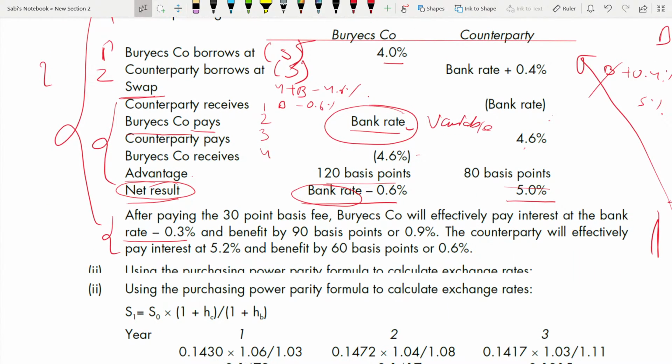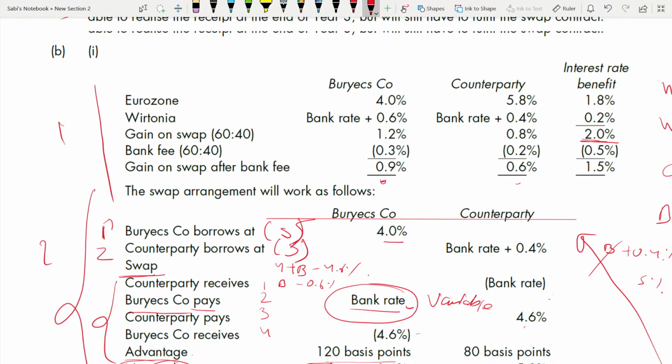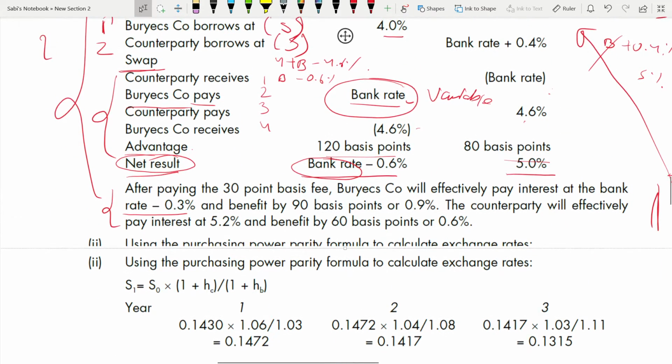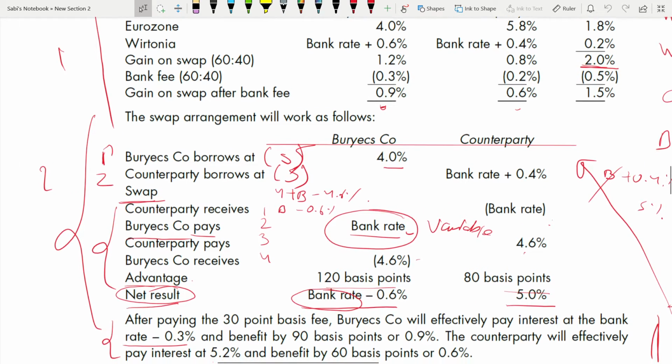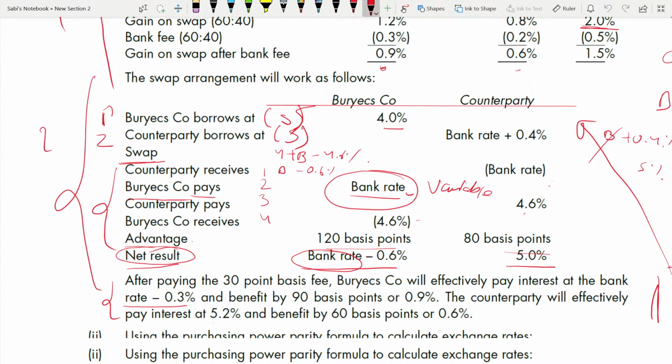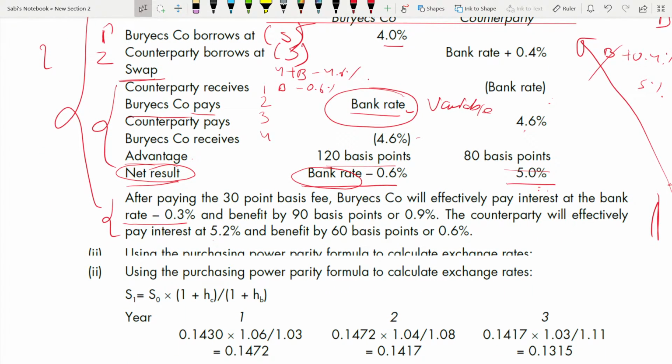Next. The counterparty will effectively pay interest at 5.2% and benefit by 60 basis points. You can see the benefit by 60 basis points, 0.6% here. How are they saying 5.2%? The counterparty will effectively pay interest at 5.2%. Just check. Their net result is 5%. Currently they are paying 5% and their bank fee is 0.2%. So you are adding 5 and 0.2 and you have to pay 5.2%.